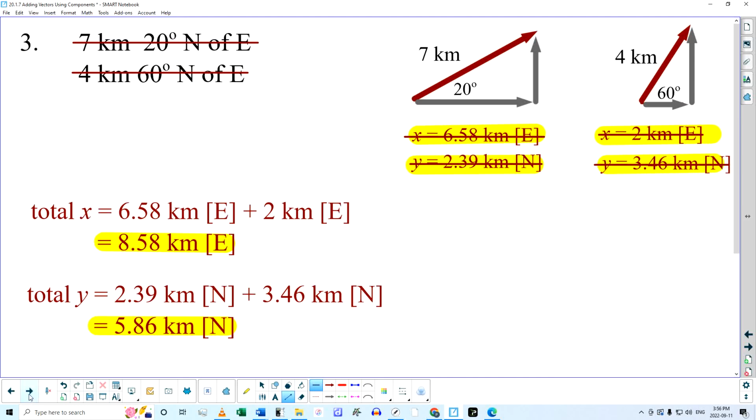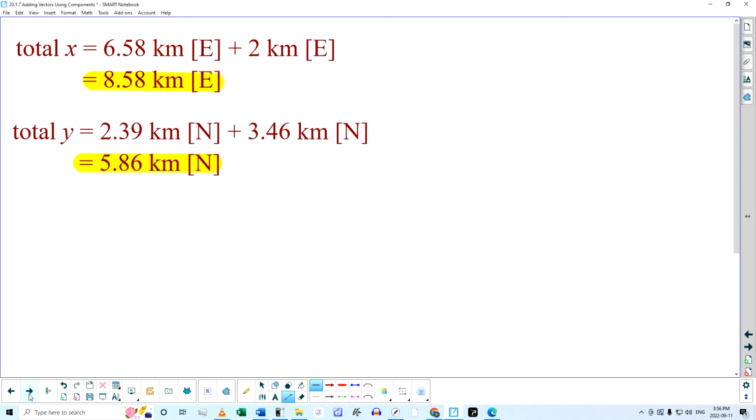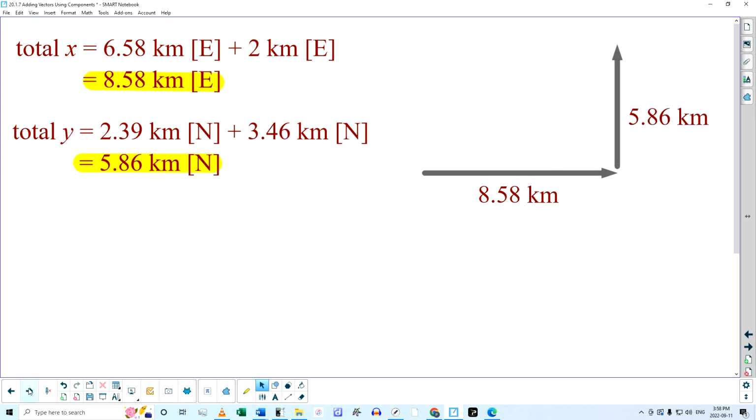We're almost done here. All you need to do is add these two highlighted vectors together. So how do you do that? How do you add these two vectors together? Well, they're at right angles to each other, so we draw them tip to tail. Again, my recommendation is you draw the horizontal first. So that's 8.58 kilometers east. Then you draw the vertical, which is 5.86 kilometers north. The hypotenuse pointing from where you started to where you finished drawing this is the total that we're after.